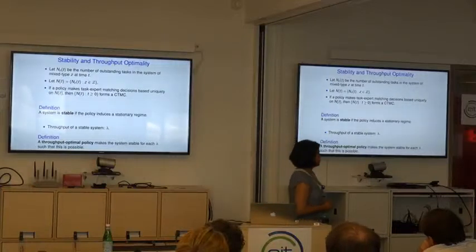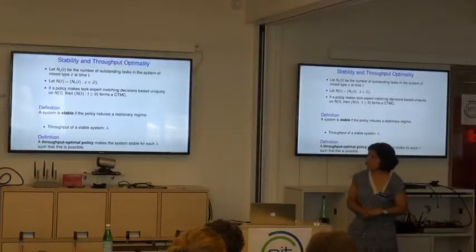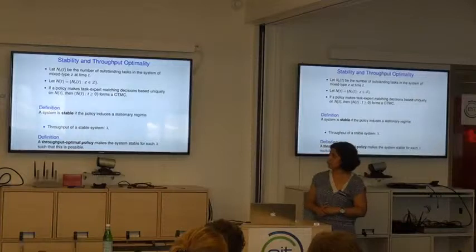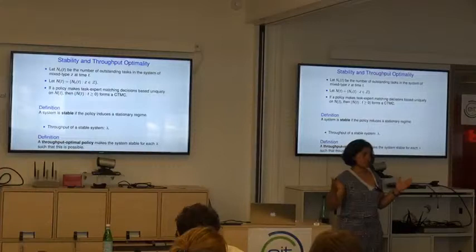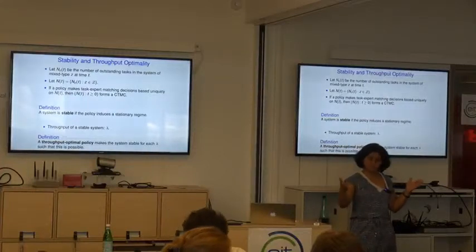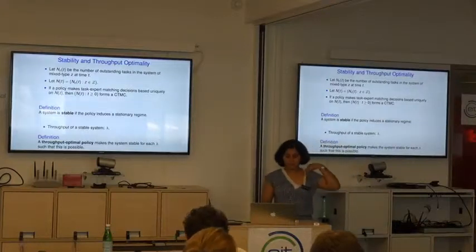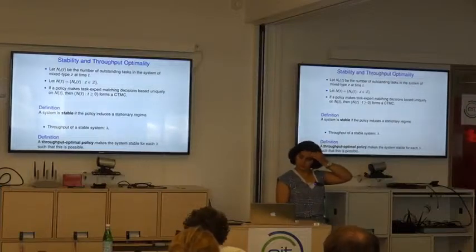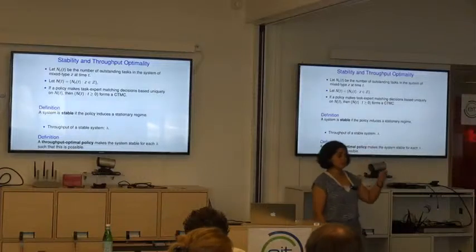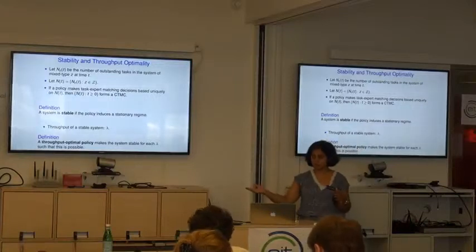And to explain a little more about what the optimality in this case is: we define n to be the vector that contains the number of tasks that are still waiting in the system for each type. And we say that a policy that makes this task-expert matching based only on the number of tasks that are waiting forms a continuous time Markov chain.